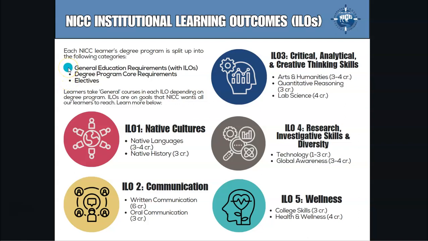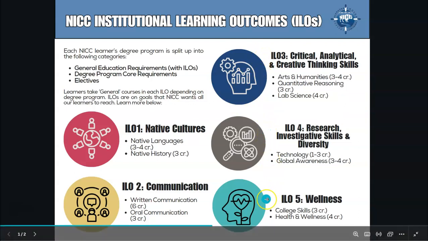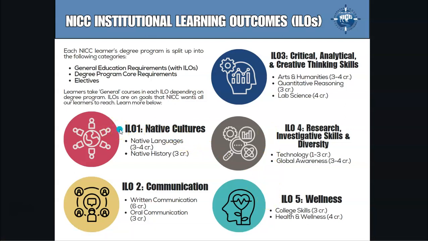So, more about the general education requirements. You can see below that we have 5 ILOs, which include native cultures, communication, critical, analytical, and creative thinking skills, research, investigative skills, and diversity and wellness. In each of these areas, we have certain goals that we want our students to meet. In other words, we want all of our students to grow in native cultures. And to do this, they're going to take a native languages course, which will be between 3 to 4 credits.